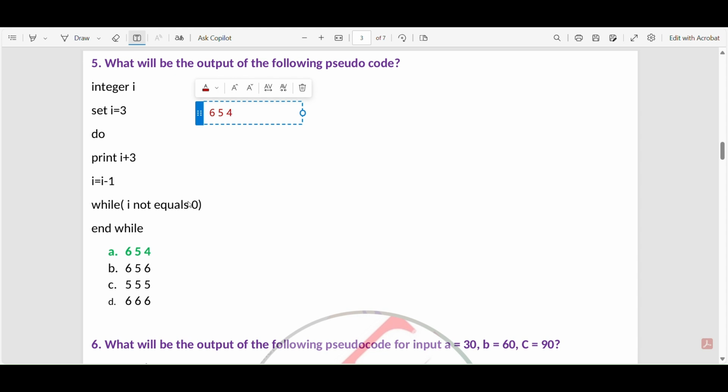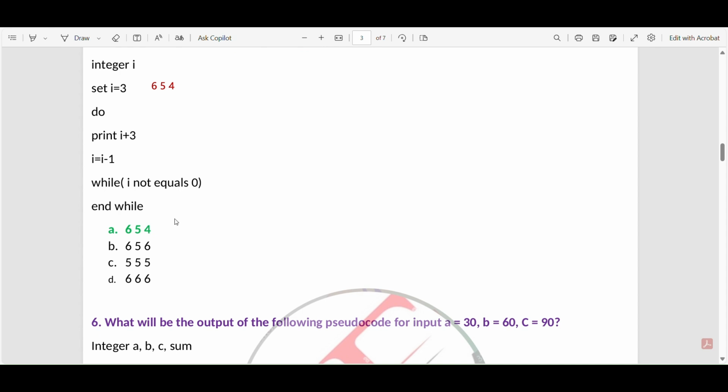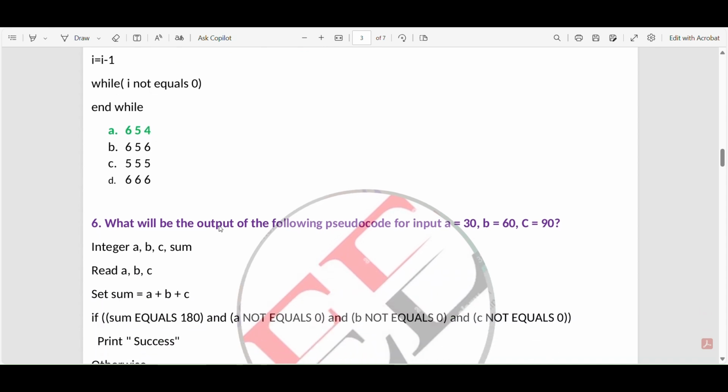And now we are checking I is not equals to 0. No, I is equals to 0 now. So this will be the output of this following pseudocode, right? Yes, in the options, the first option is correct where we are having 654.